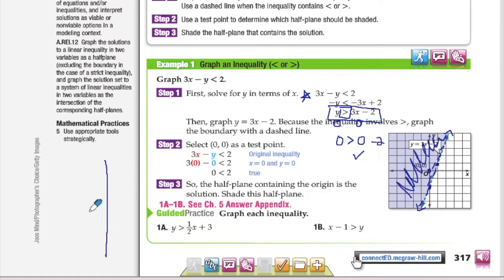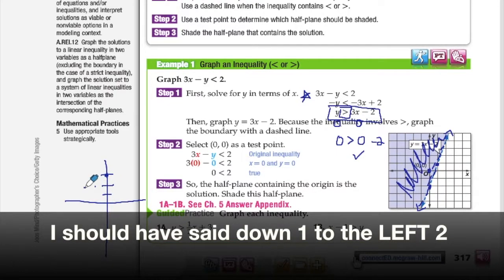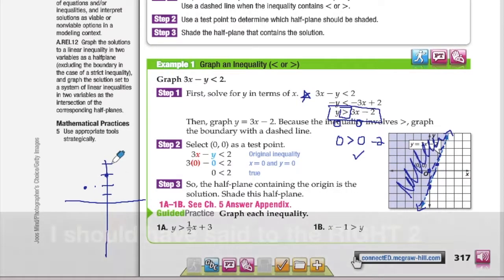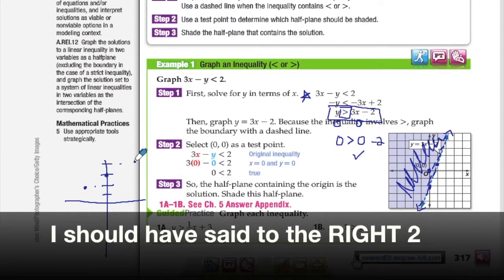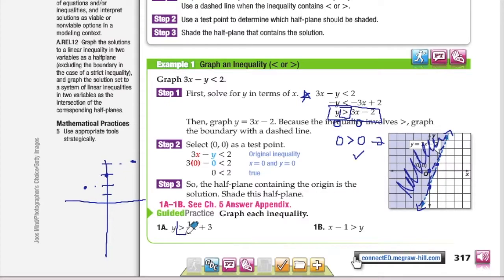In 1a, we already have y in terms of x, so I can go up 3 and put the y-intercept at 3. The slope is 1/2, so I can go down 1 to the right 2, or I can go up 1 to the left 2. It is a greater than symbol, so I'm going to connect those points with a dotted line.